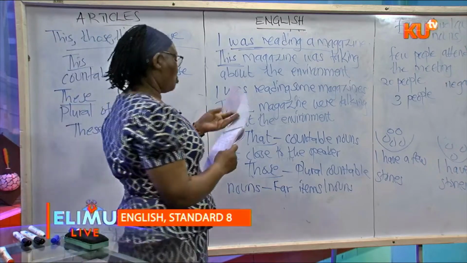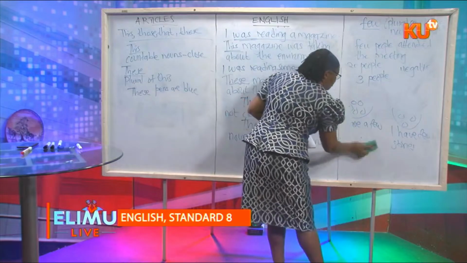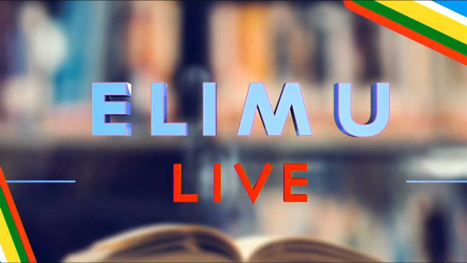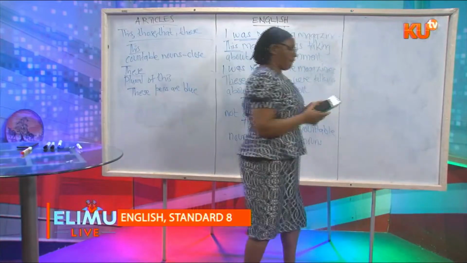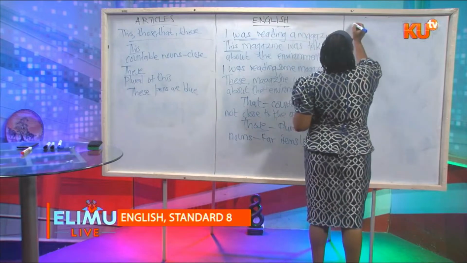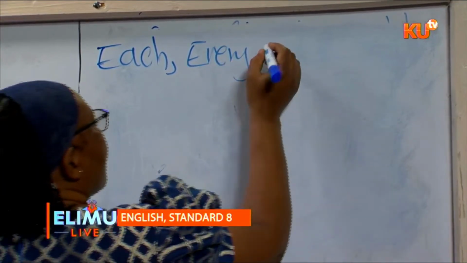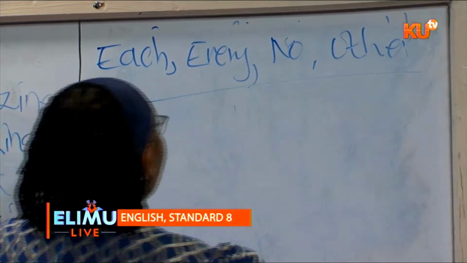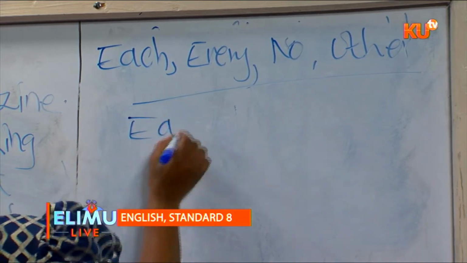Then we move on to another group of determiners, and that group is the use of determiner each, the use of determiner every, and the use of determiner no and other. So each, every and no and other. Okay, so we start with determiner each.